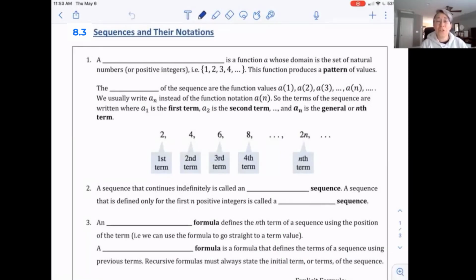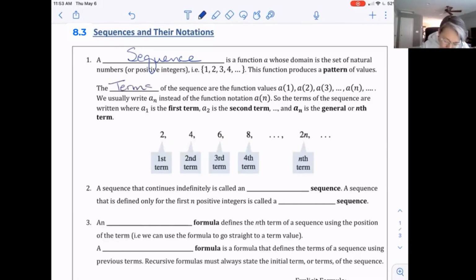Hi team, we are now starting sequences and their notations. Number one, we want to talk about what a sequence is. A sequence is a function, just like if we use f of x, we can use a of x, whose domain is the set of natural numbers or positive integers. Think of it like the counting numbers, 1, 2, 3, 4. And this function produces a pattern.